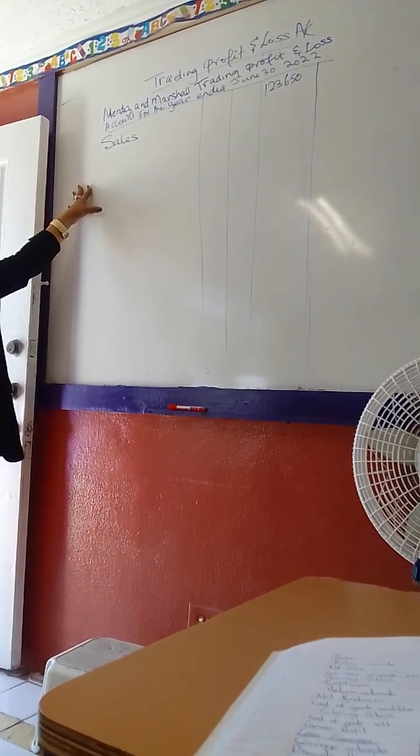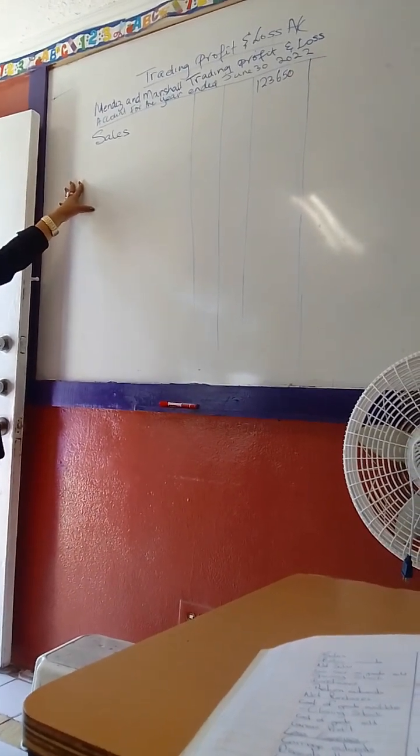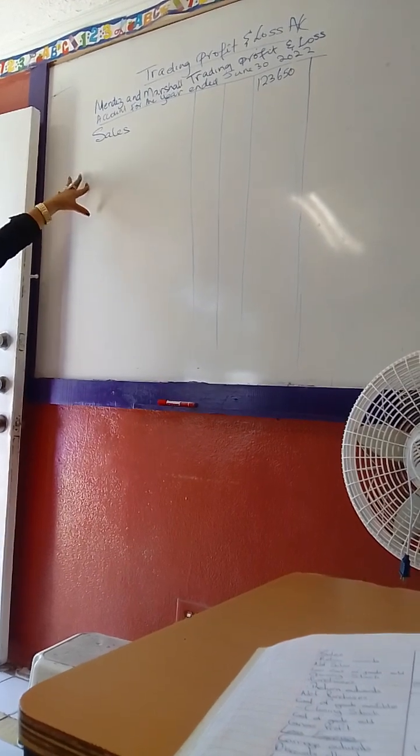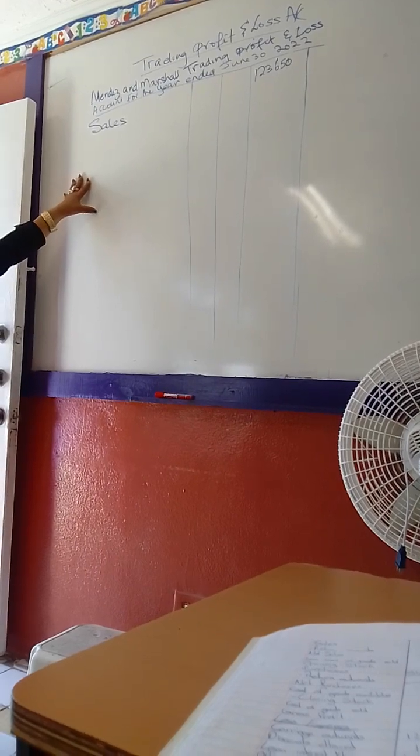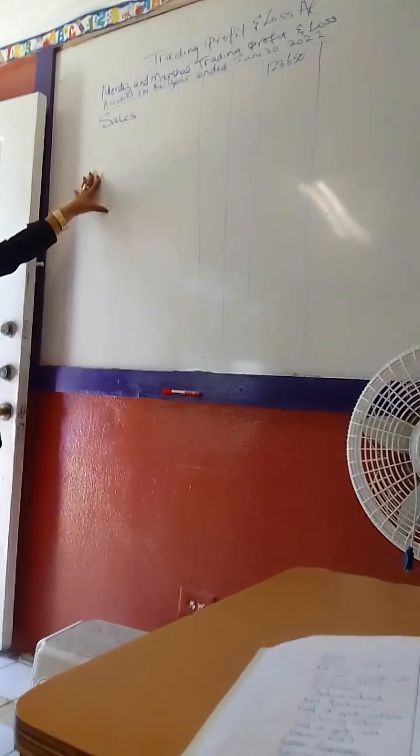Sales. No, that wasn't the first thing. That's the first thing: the heading. So it's Mendes and Marshall Trading Profit and Loss account for the year ended June 30th, and I'm using 2022.